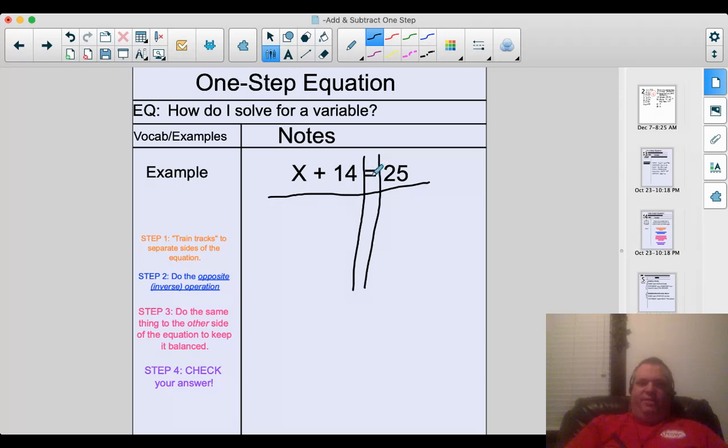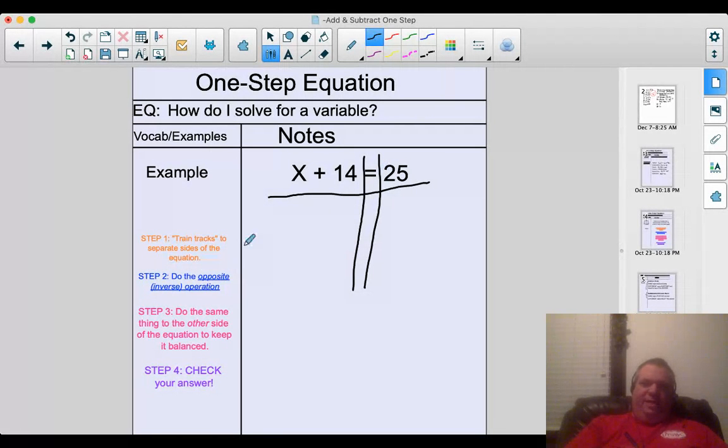So here I have an equal sign. This is like my balanced scales. I got one side over here, one side over here. And because they're equal, the scales are in balance right now. I need to make sure they stay balanced the whole time. Okay, so I'm going to do step 2.